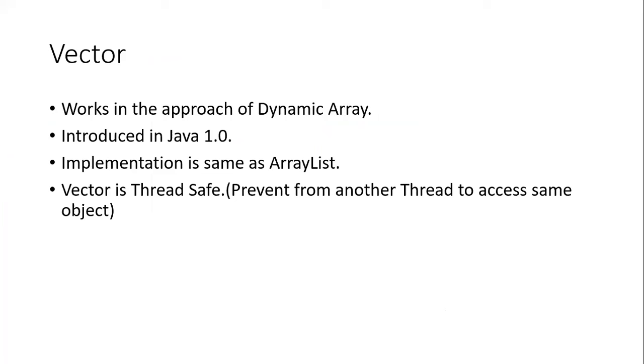Now we have a third class, which is known as Vector. This is the oldest class, which was in Java 1.0 earlier. After the collection framework was introduced, it was adopted by the collection framework. So what is the difference between Vector and the others? Vector's implementation is the same as ArrayList, but Vector is thread synchronized. What does it mean? It prevents another thread from accessing the same data. This is the benefit of working with Vector. Most of the methods of this class are synchronized.